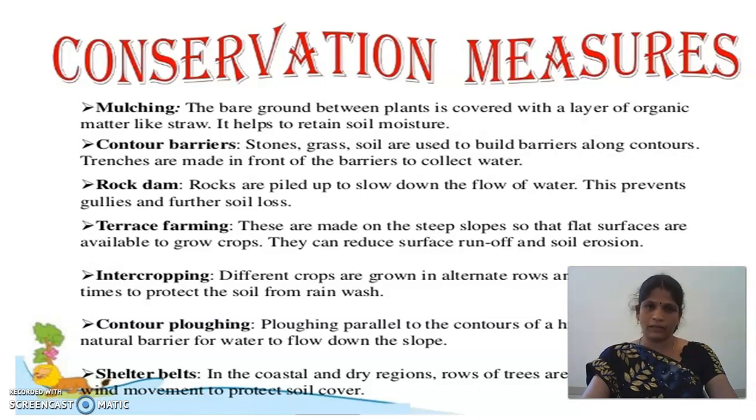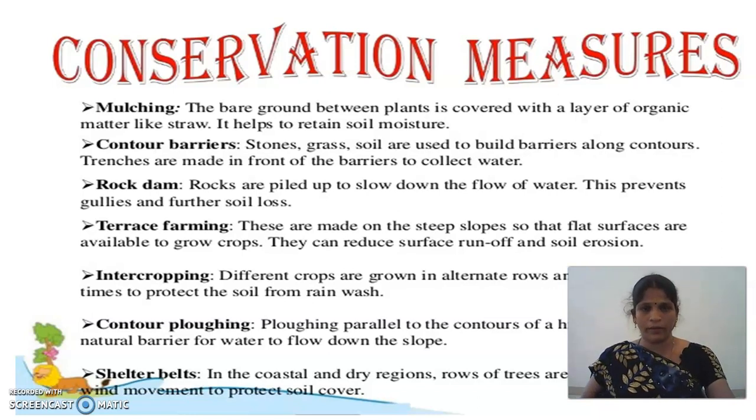Terrace farming. This we practice in hilly areas. It avoids the soil being eroded from top to bottom. Terraces are made on steep slopes so that flat surfaces are available to grow crops. They can reduce surface runoff and soil erosion.